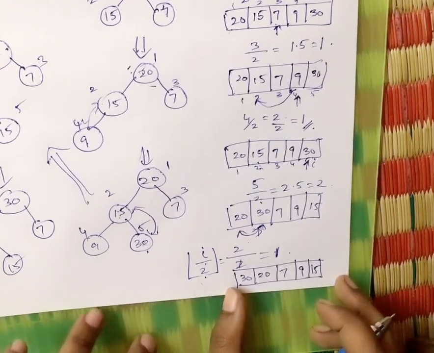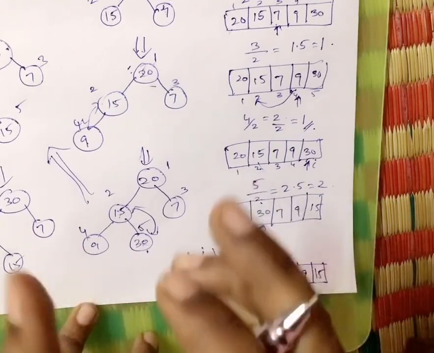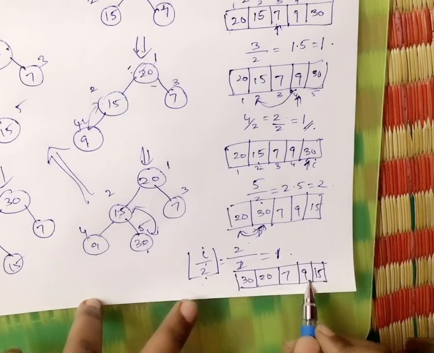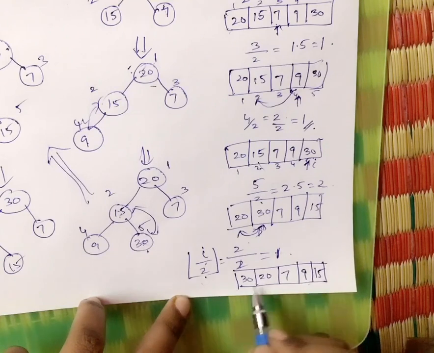These are the positions of the arranged order of these elements. Now this is the array we have got. So this is a max heap, right? That is what we are getting in this order.